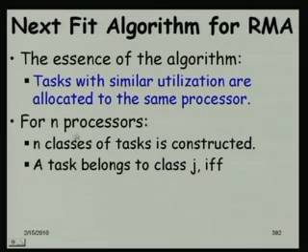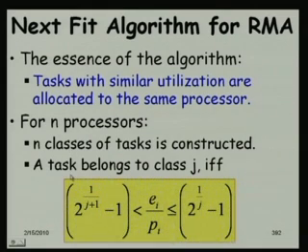So, if we have n processors, we will create n classes of tasks. For each class of tasks, the processors have similar utilization. We will say that a task belongs to class j if 2 to the power 1 by (j+1) minus 1 is less than ei by pi, which is less than or equal to 2 to the power 1 by j minus 1.